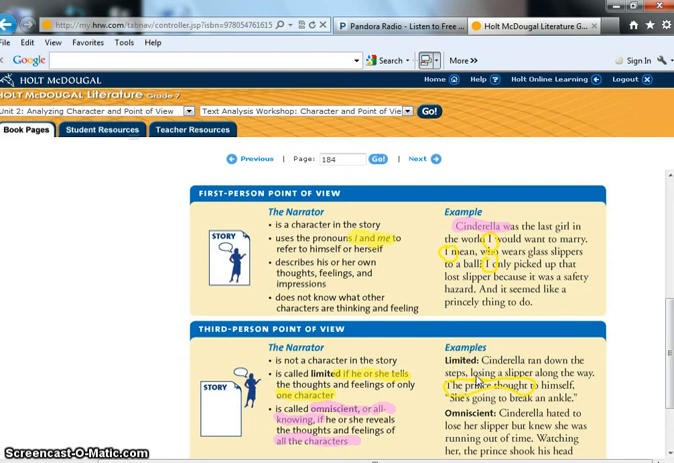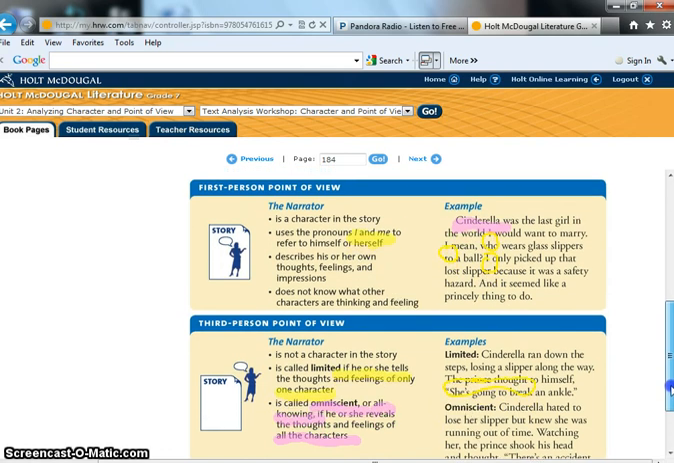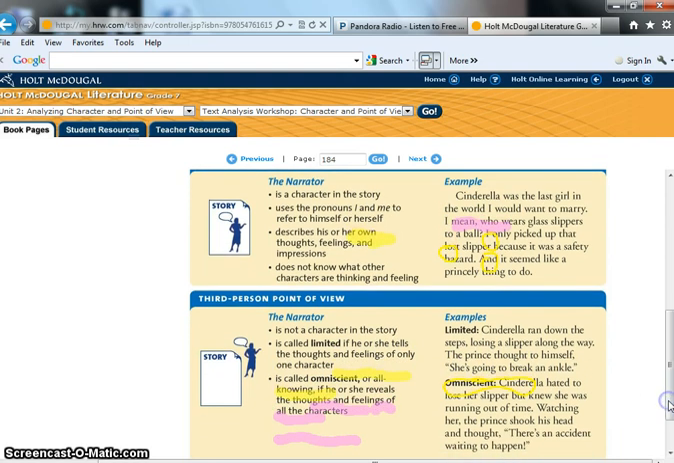Let's take a look at an omniscient example. Cinderella hated to lose her slipper, but knew she was running out of time. Watching her, the prince shook his head and thought, "There's an accident waiting to happen."